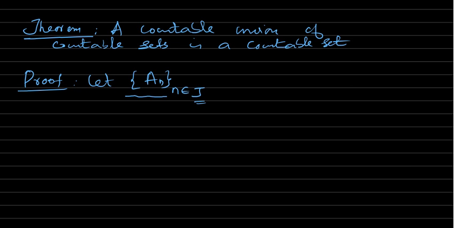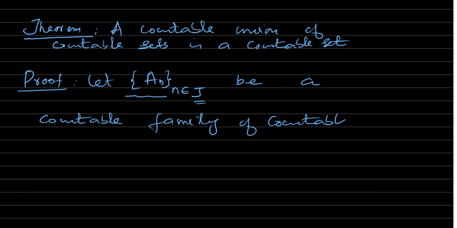Okay, be a countable family of countable sets. So therefore this J must be a countable set. Then J is a countable set. So whenever J is a countable set, then by that theorem जो हमने पहले स्टेट की है, there is a bijection. And let's take this be a bijection.